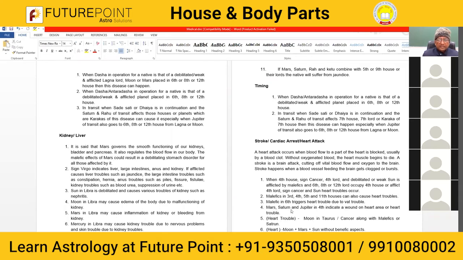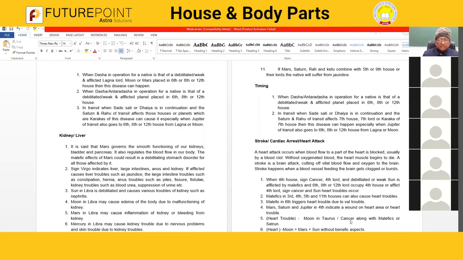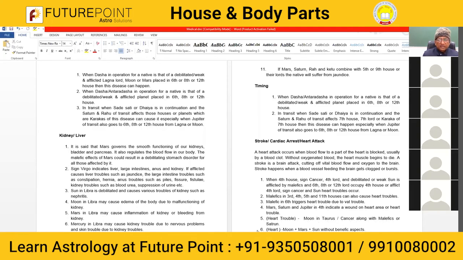Okay, so Mars, Saturn and Jupiter in the fourth indicate a wound on the heart area or heart trouble. Moon in Taurus or Cancer along with malefics or Saturn gives heart trouble.